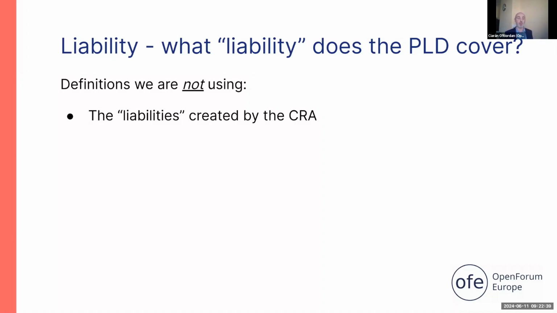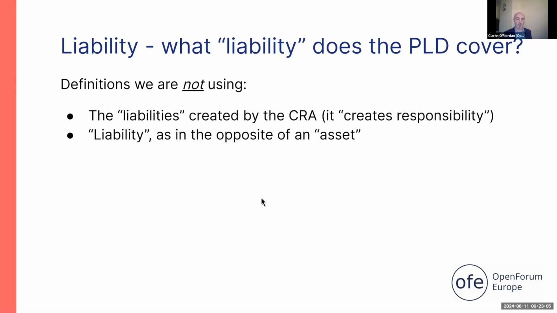So in business terms, this is one of your liabilities, and this is a valid use of that word in those contexts. However, that is not the meaning being used by the European Commission for discussions about product liability. The European Commission would say that the Cyber Resilience Act creates responsibility. It also creates fines, and fines would be seen by an accountant as being the opposite of an asset, and so maybe called a liability. But that is not the definition that we're using for discussion of product liability.